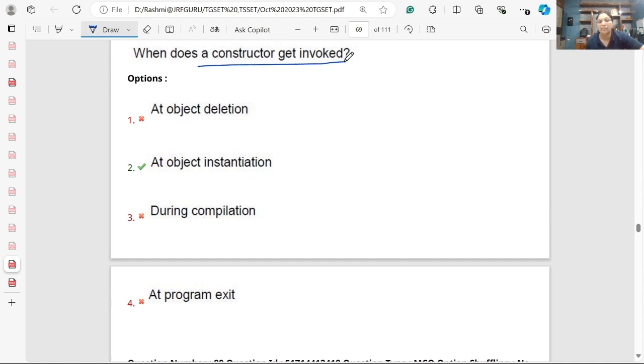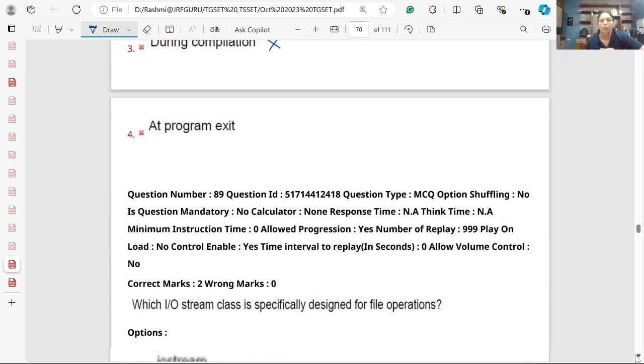When does a constructor get invoked? Whenever we create an object. So whenever an object is instantiated, a constructor gets invoked. Not at deletion, not during compilation. So the answer is option 2.